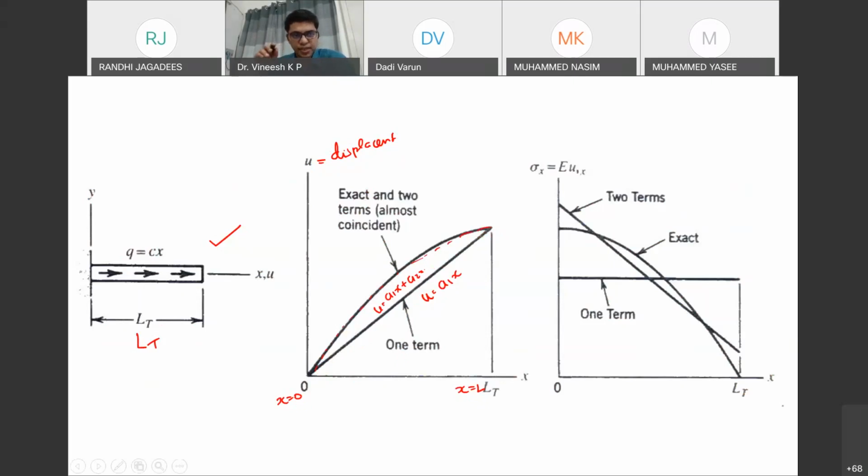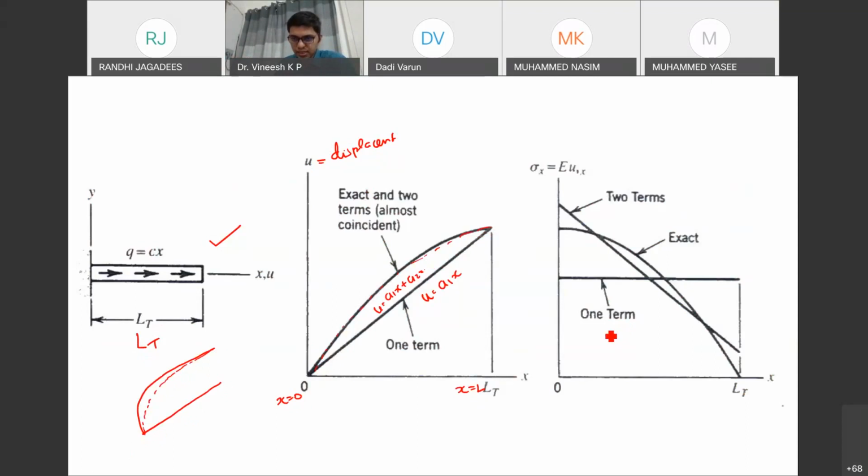But remember that in the analytical solution, we found that there is a cubical variation. So initially you are going to assume a linear solution. Let's say this is our exact solution. When I am increasing the polynomial, I am going to get closer like this. If I increase again, then I am getting closer.